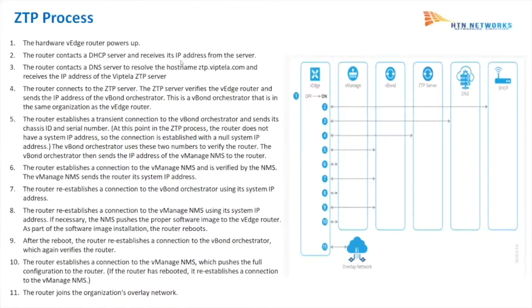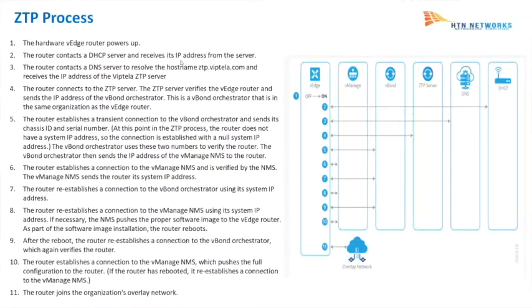So once it gets its system IP, it goes back again to the vBond orchestrator. The router reestablishes a connection with the vBond, and now vBond registers it with the system IP address, the chassis ID and serial number. At this point, the router reboots, and after the reboot, it reestablishes the connection with vBond. vBond verifies the router with all three parameters now: chassis ID, serial number, and system IP.